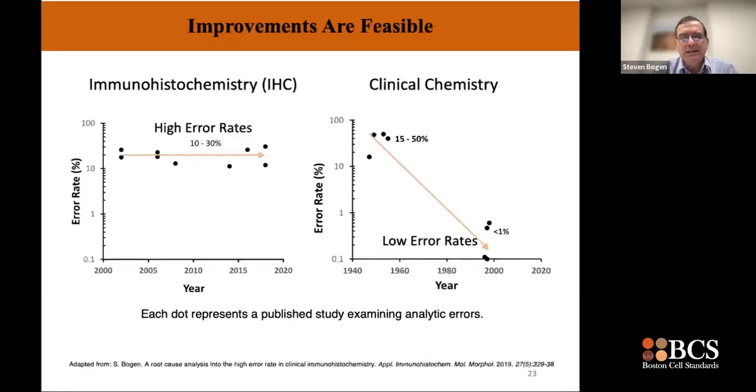These graphs summarize a body of literature. Actually, I reviewed it in an article in 2019 on error rates in laboratory medicine, including both IHC and clinical chemistry. In immunohistochemistry, the graph on the left, error rates have remained relatively constant at double-digit levels for 2 decades. Clinical chemistry, once many decades ago, experienced similar problems. As modern quality assurance methods were introduced, the error rates fell to less than 1%. The story suggests that similar improvements in immunohistochemistry can be achieved by following in their footsteps.